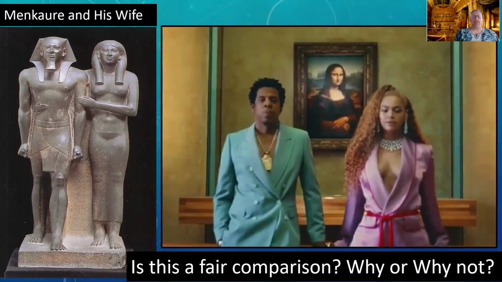So the question we ask is, when we look at these images today, are these fair comparisons? They are about power. They're about dominance. Now, these are ancestral spirits. We don't quite have that yet with Beyonce and Jay-Z. Both are alive. But it is interesting that they chose to pose in front of the Mona Lisa to show their power and their dynamics. Some of African-American power in the face of what traditionally has been a white power institution in museums. And before it was a museum, the Louvre used to be the palace for the French monarchy. It's where Napoleon used to live.